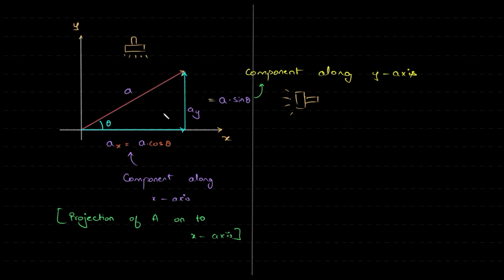So this we know, right? AY is the opposite side, AX is the adjacent side. So A cos theta and A sin theta, and A being the hypotenuse. It's a very simple thing. So AX is the component along the x-axis, while AY is the component along the, sorry, this is y-axis, my bad, this is x-axis. So this is known as projection of A onto the x-axis, and this would be projection of A onto the y-axis. Okay.